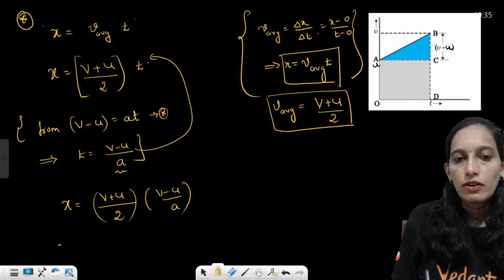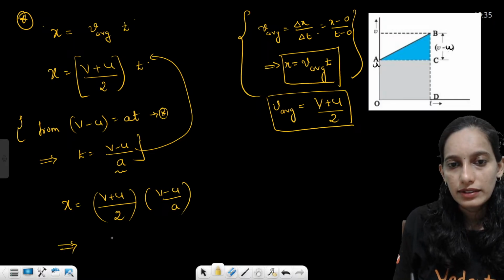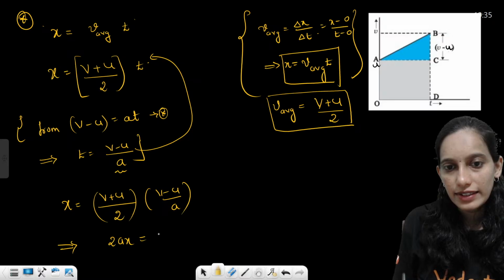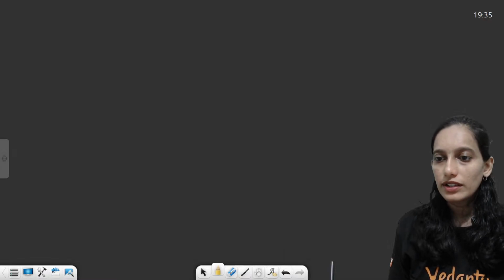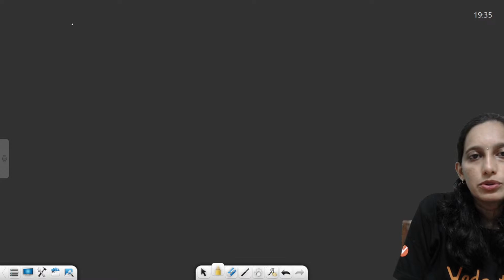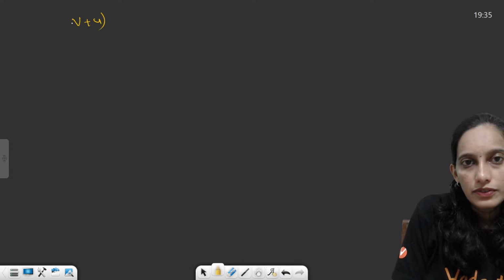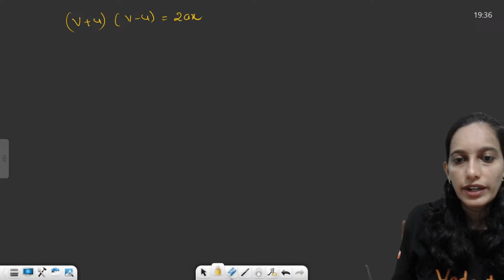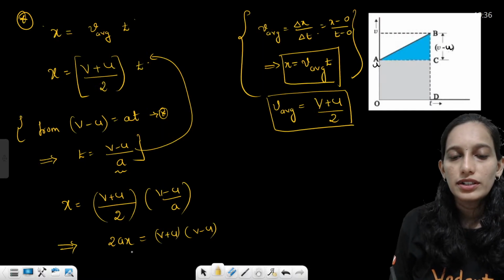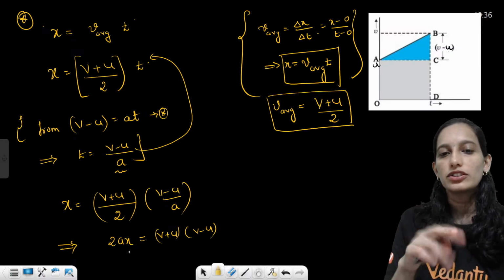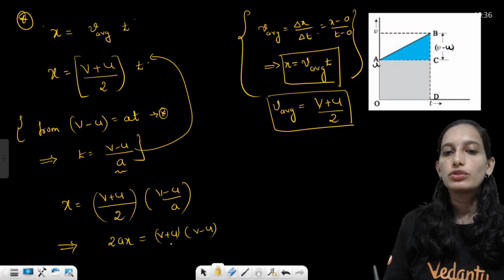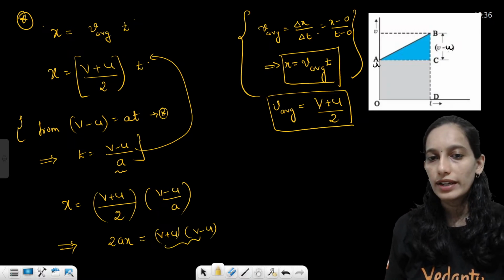Or this can be rewritten as 2ax is equals to v plus u into v minus u. We can rewrite this one step further. v plus u into v minus u is equals to 2ax. I just wrote the LHS on the other side and the RHS on the other side, interchanged. So v plus u into v minus u is equals to 2ax.